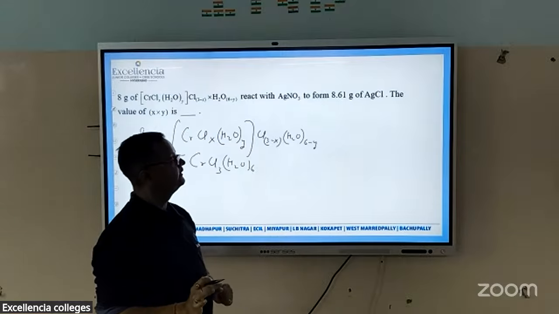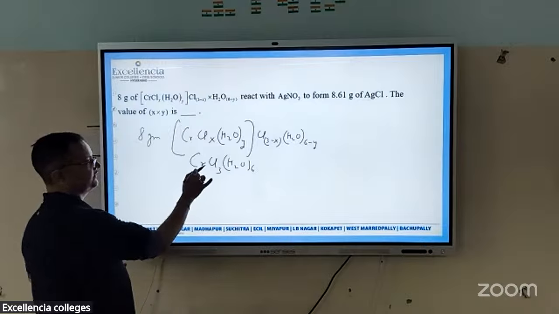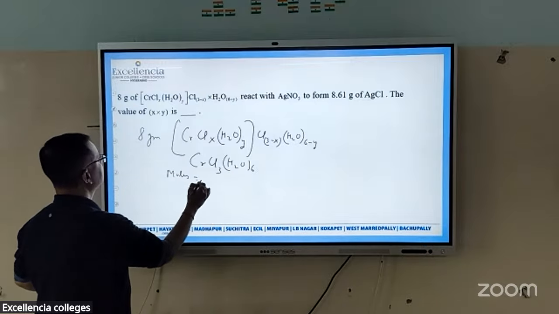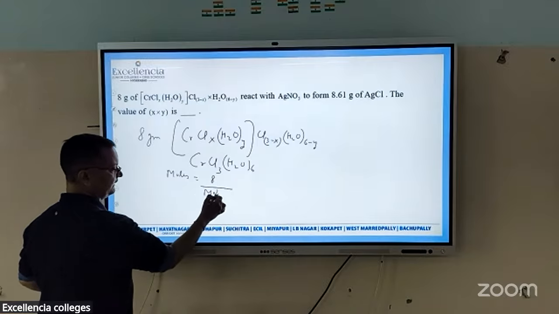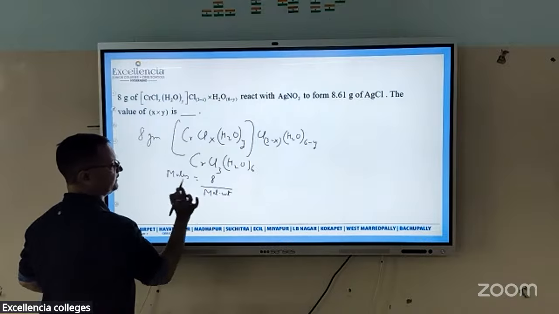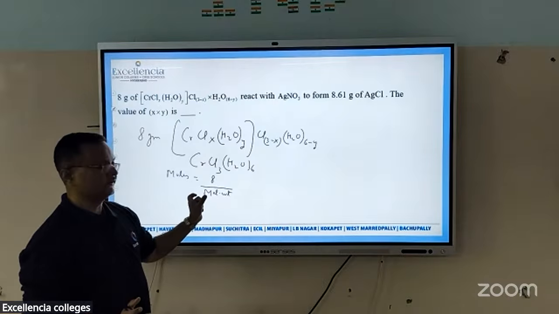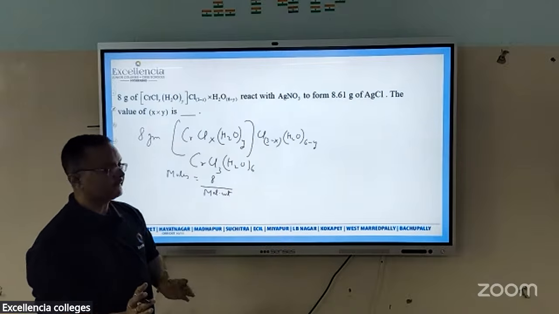So what can we do? Can we find the moles of this compound? Yes, we can. The moles of this compound is 8 divided by its molecular weight, whatever the molecular weight is. That's the moles of this compound. Correct?